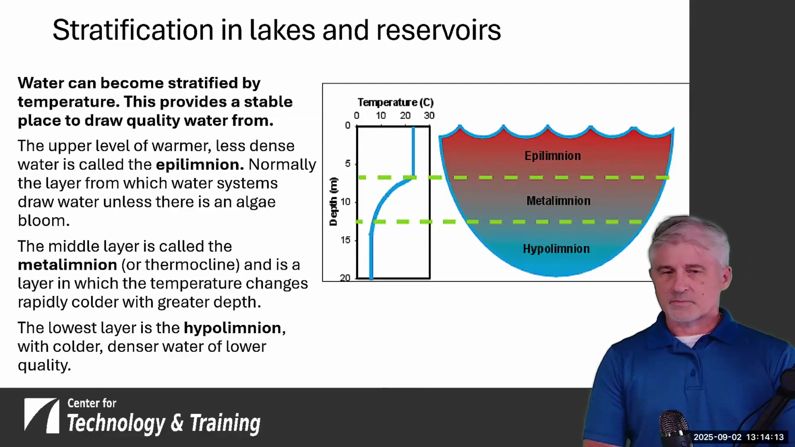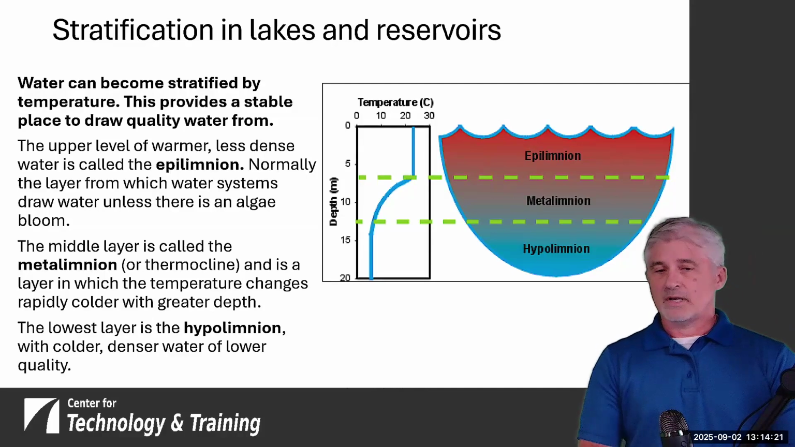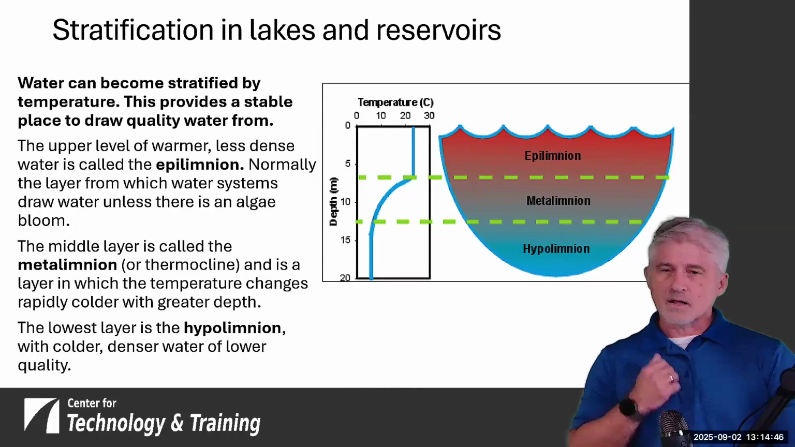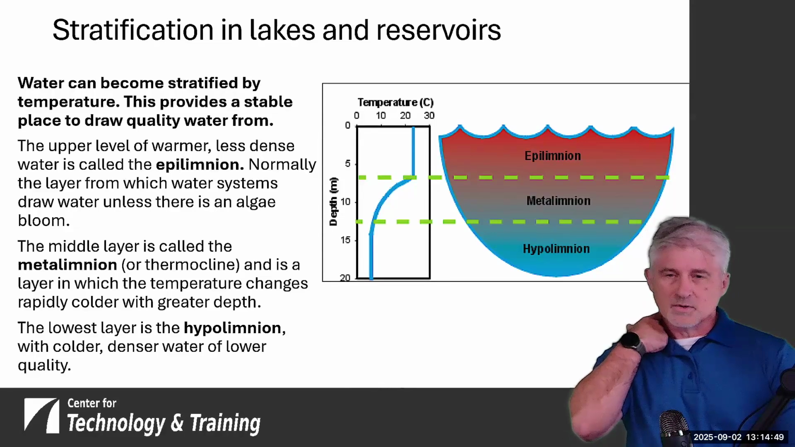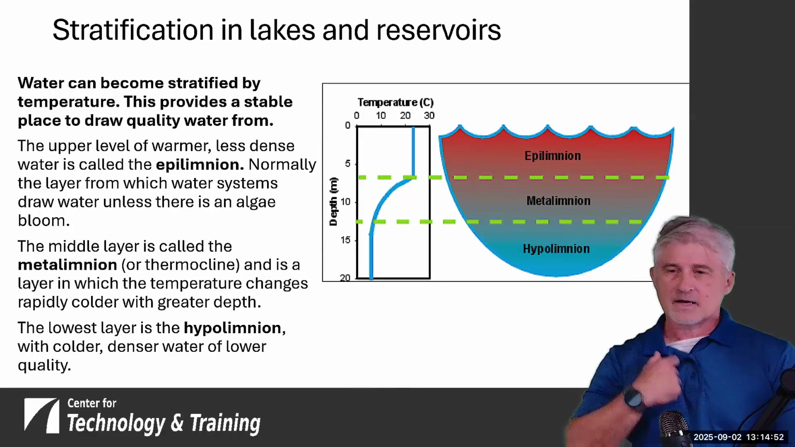And the nomenclature comes from Greek or Latin, with epi meaning above, meta meaning beyond or after, and hypo meaning under or below. So we've got the three different layers. This is typically the case when we have deeper water sources. If we were to look at a lake that was, say, only 10 feet deep, we're probably not going to see these different layers, because the wind would allow for some mixing of those layers, and so they're not nearly as identified.